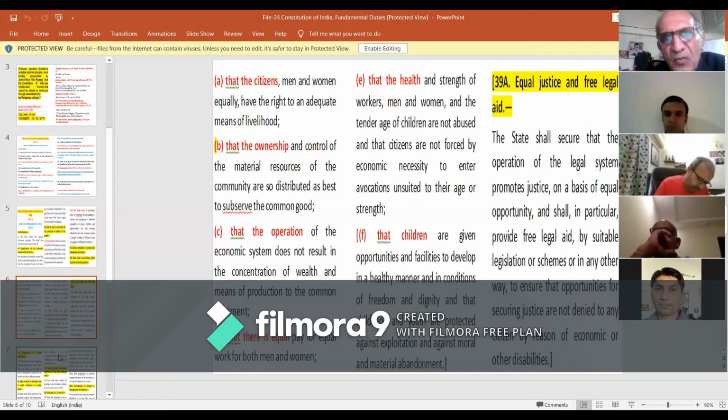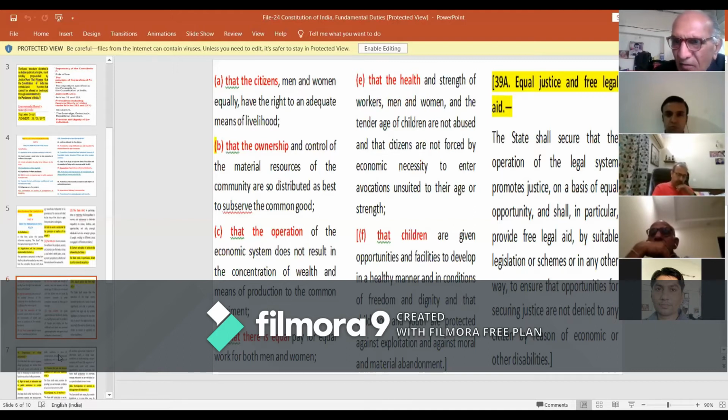Now let us see the fifth value, that the health and strength of the workers, men and women, and the tender age of children are not abused, and that citizens are not forced by economic necessity to enter avocations unsuited to their age or strength. Now see how big the range of this value is.